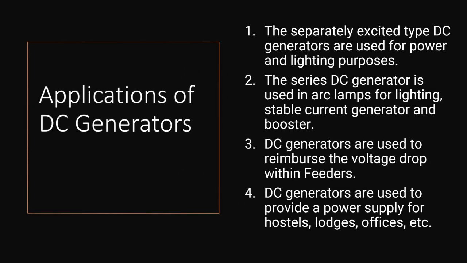Main applications of DC generators are: the separately excited type of DC generators is used for power and lighting purposes. The series DC generator is used in arc lamps for lighting, stable current generator, and booster. DC generators are used to reimburse the voltage drop within feeders. DC generators are used to provide a power supply for hostels, lodges, and offices.